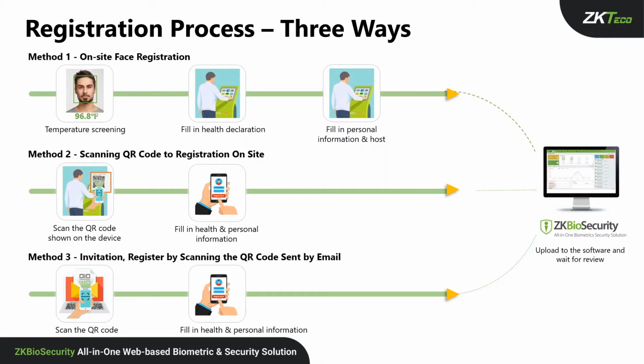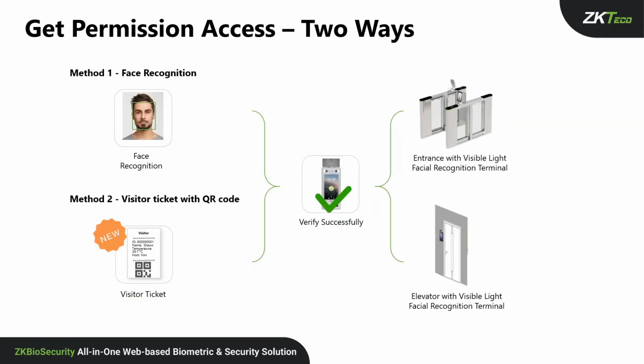And the second method, scanning QR codes to register on site. And the third method, invitation registration by scanning the QR code sent by email. The visitor can go to the online reservation link, then fill in their personal information, and then they are able to get the QR code.